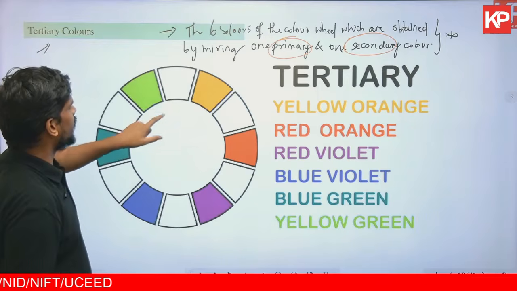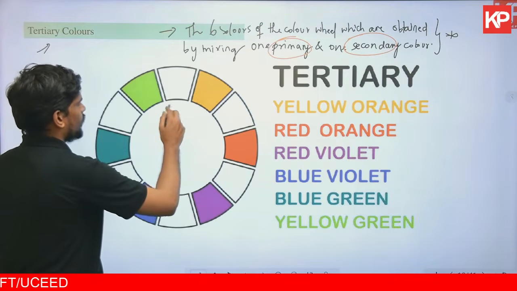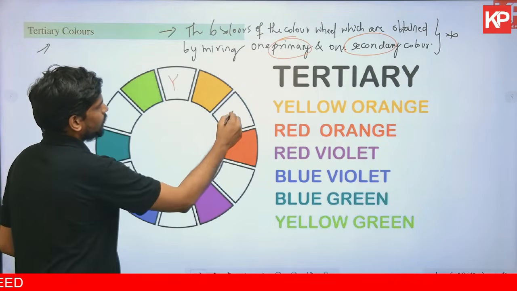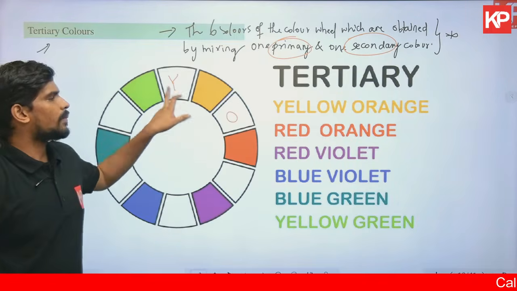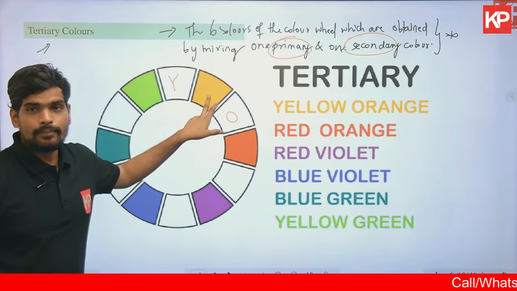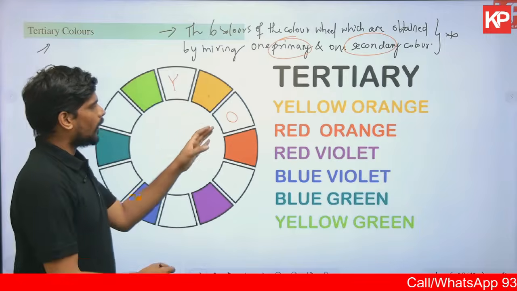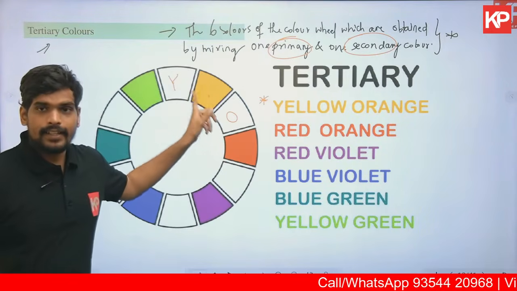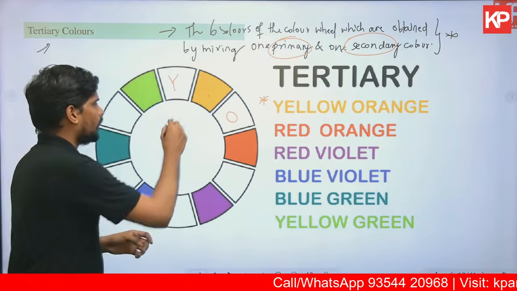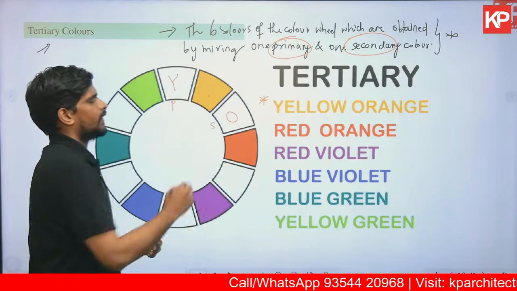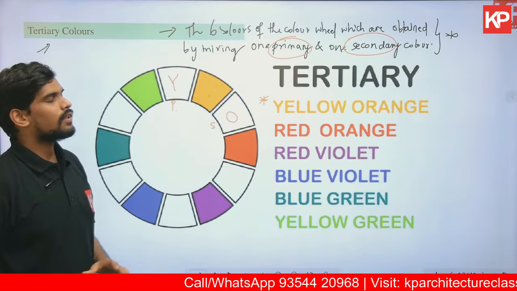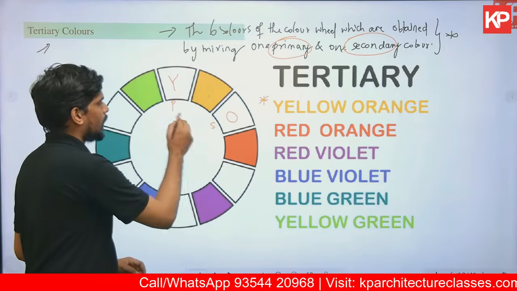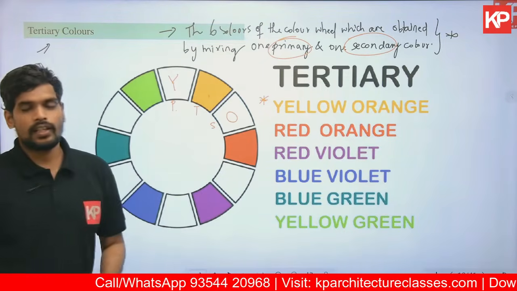So firstly, say this is yellow and this is orange. By mixing yellow and orange, you get yellow orange in between that, right? So that's one tertiary color. Orange is a secondary color, yellow is a primary color, so you're taking one primary and one secondary color. By mixing that, you're getting the tertiary color. This is primary, this is secondary, and you're getting the tertiary color out of it.